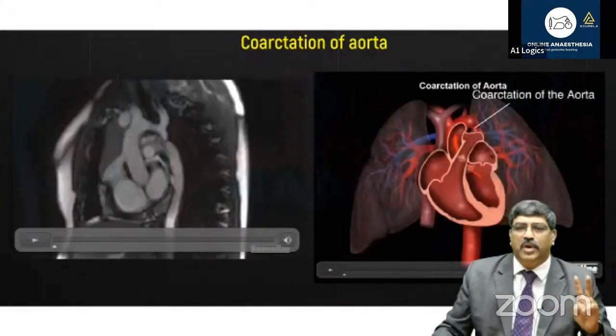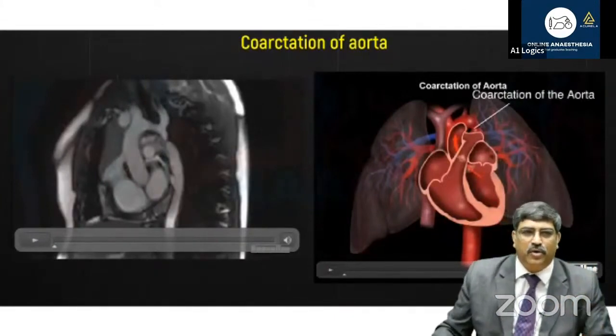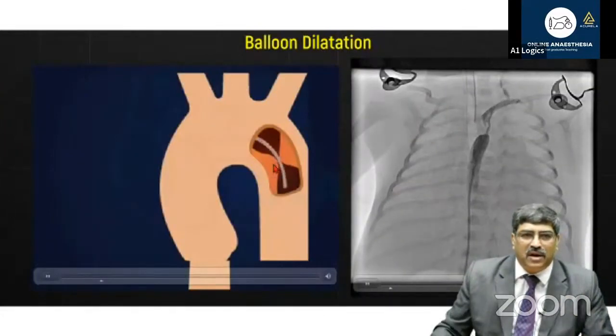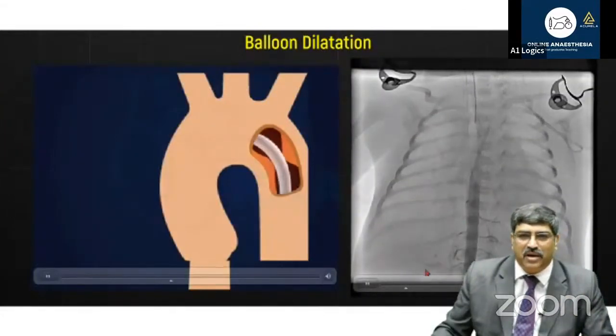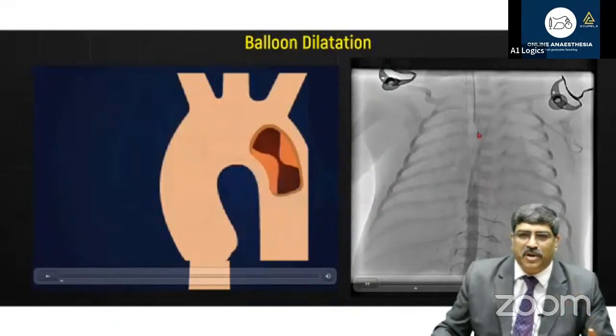Those are the two main things of coarctation of aorta. Here you can see the obstruction just distal to the subclavian artery. This is the coarctate segment. This was in a newborn period.